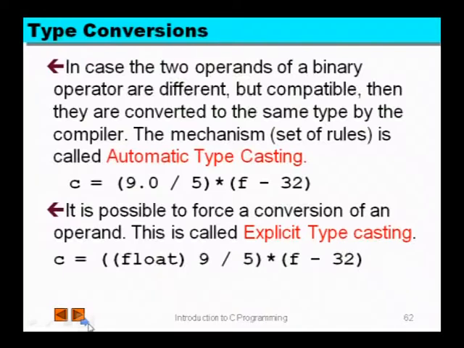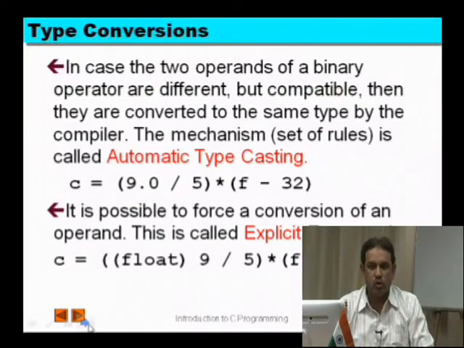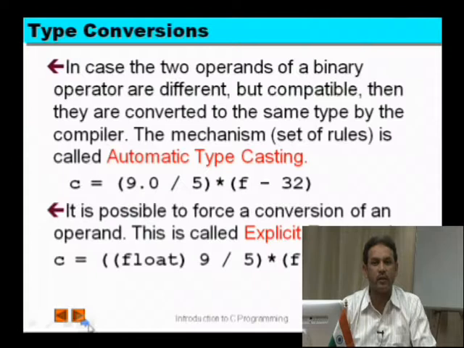Now we see the next case. Here we have 9.0 divided by 5. 9.0 indicates a floating value, and 5 is an integer. So what should be the type of the result? In the previous example, 9 divided by 5 becomes an integer value, the result will be 1. But for 9.0 divided by 5, whether the result will be 1.8 or 1, we do not know.